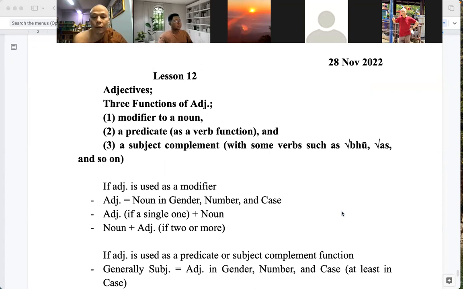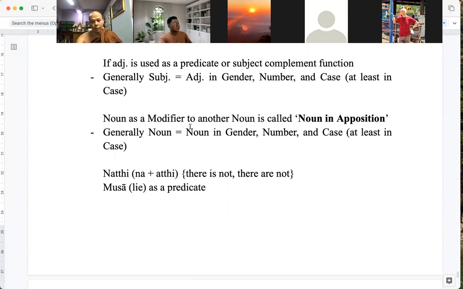So today we will learn lesson 12. Last time I also briefly introduced lesson 12. Lesson 12 is first about the adjectives in Pali, and the second one is nouns in apposition, a noun used to modify another noun. And then some nouns or particles, the usage of them we will learn.